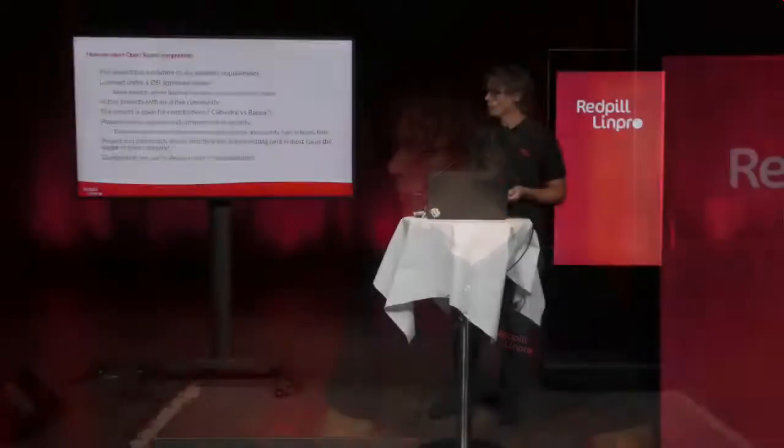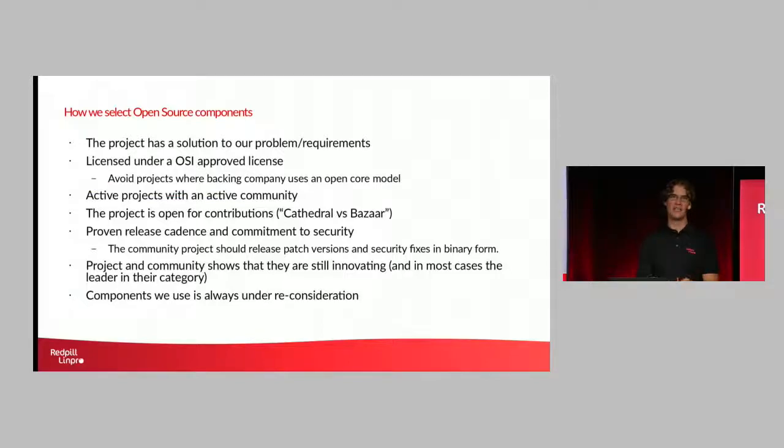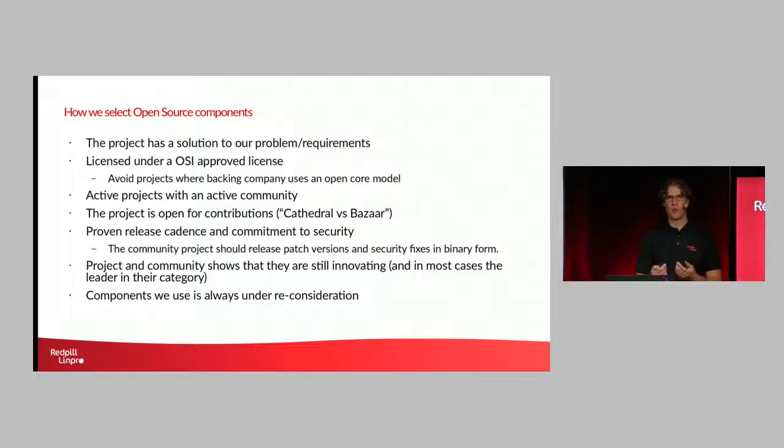We make sure that the projects that we select have an active community. And that's both that we see that they do regular Git commits, they do regular releases, they have a release cadence, they have a governance model, but also that there is an active forum and that they are open for external contributions as well, that we can go in and get help, but also help the project develop.